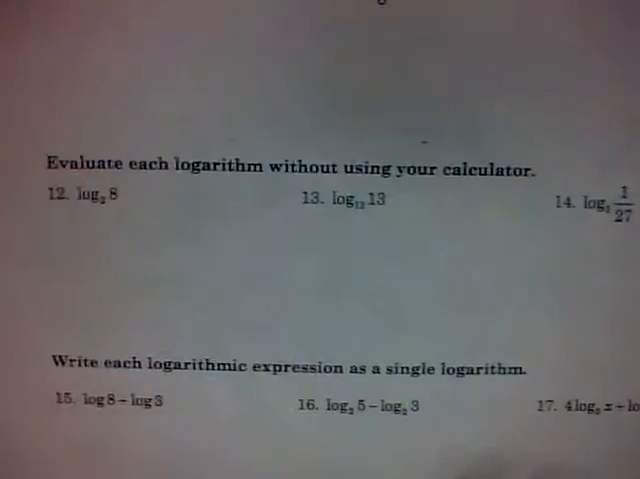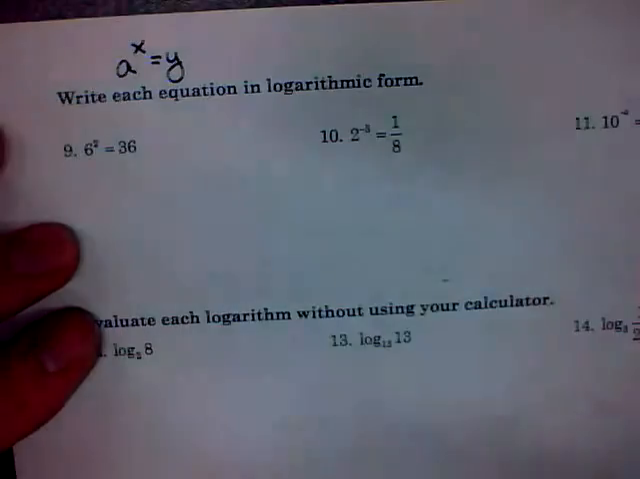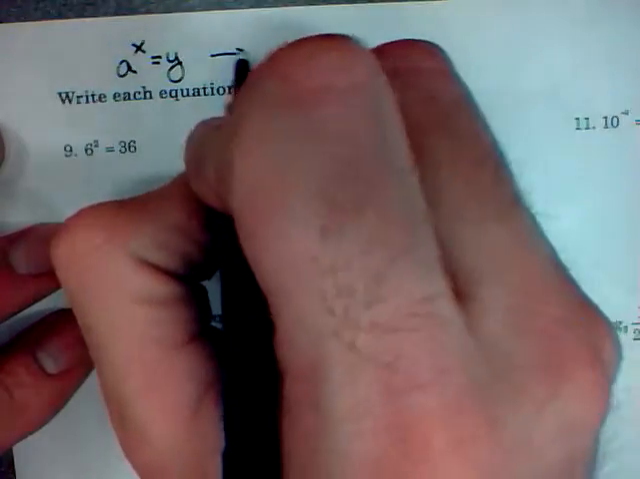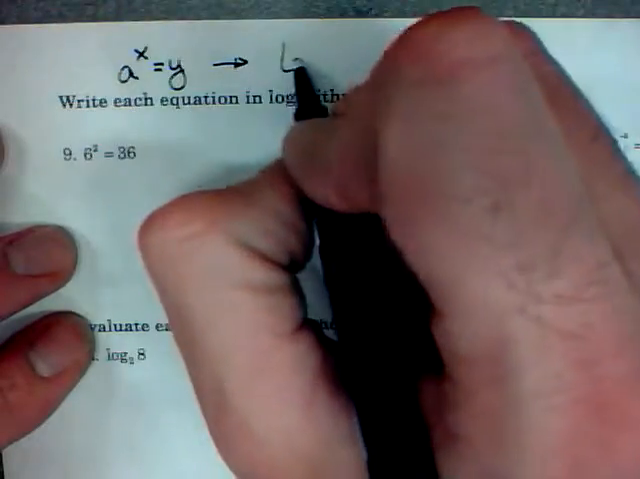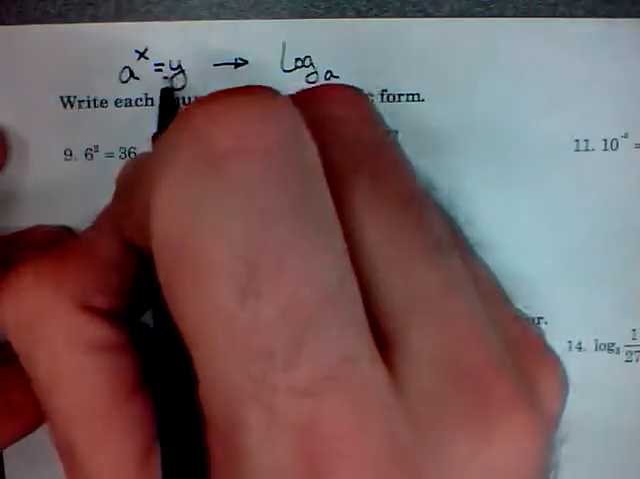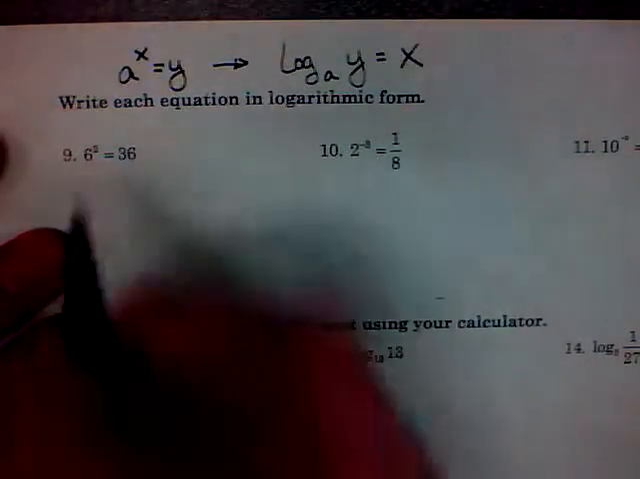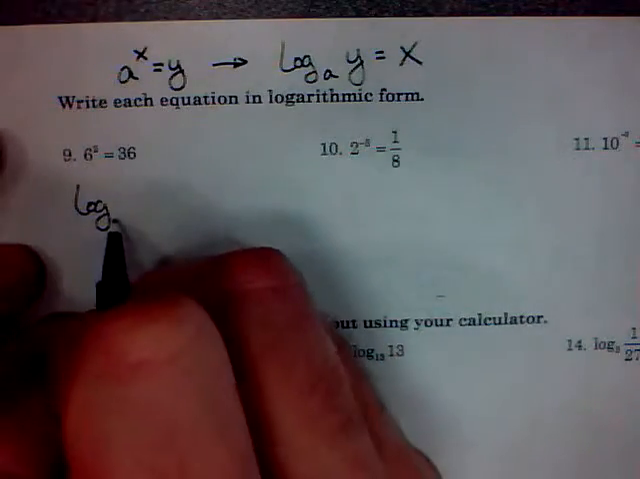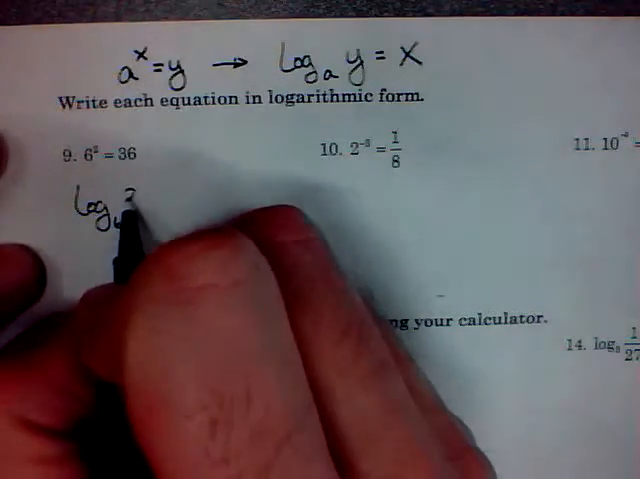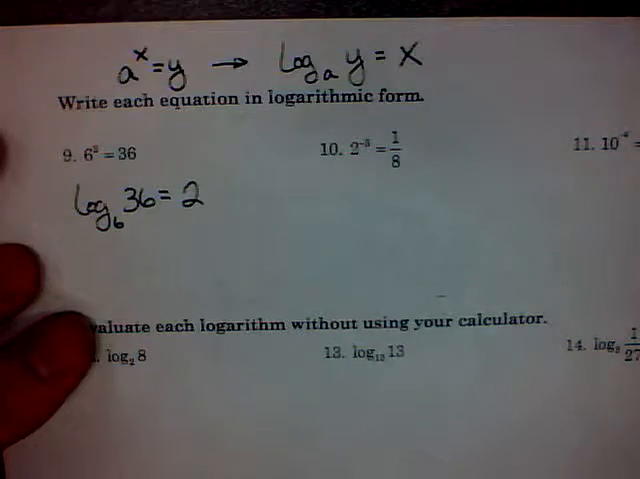Okay? So on the next side, we're going to go the other way. We are going to start with an exponential. So we're going to have a base to a power equals an answer. So here, you're going to switch forms. So this is going to be log. Your base would be a. In this case, your answer would be y, and your power is x. So on this one, this is log. Your base is 6. Your answer is 36. Your power is 2.